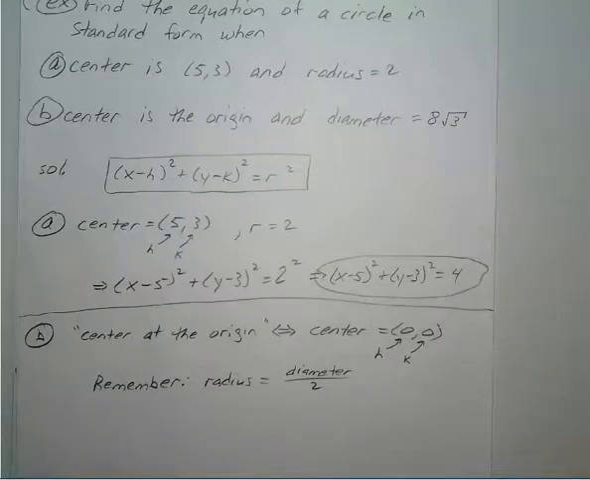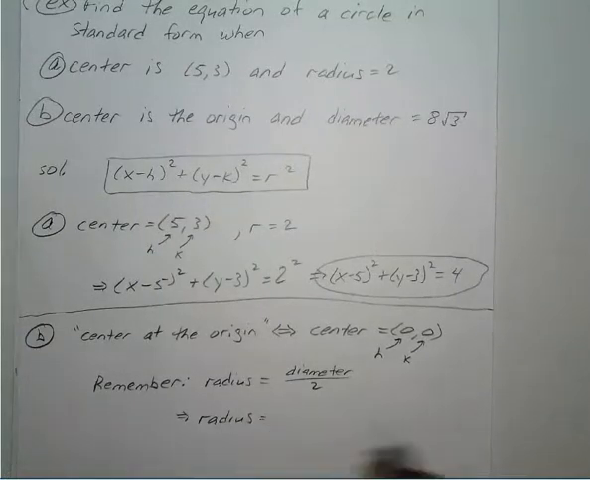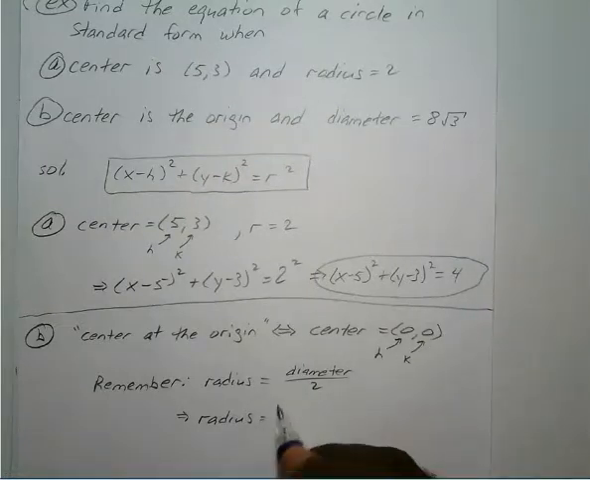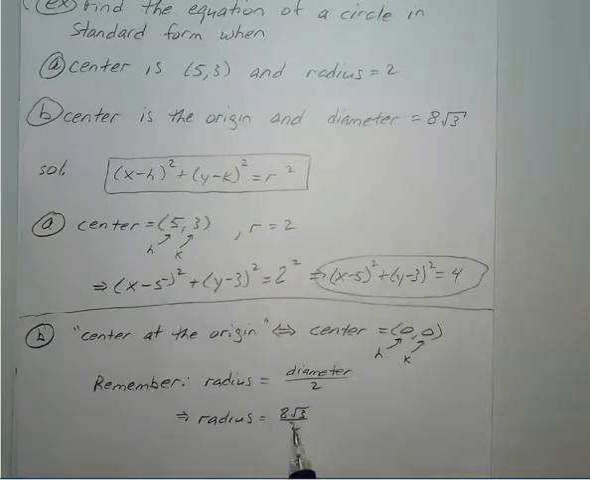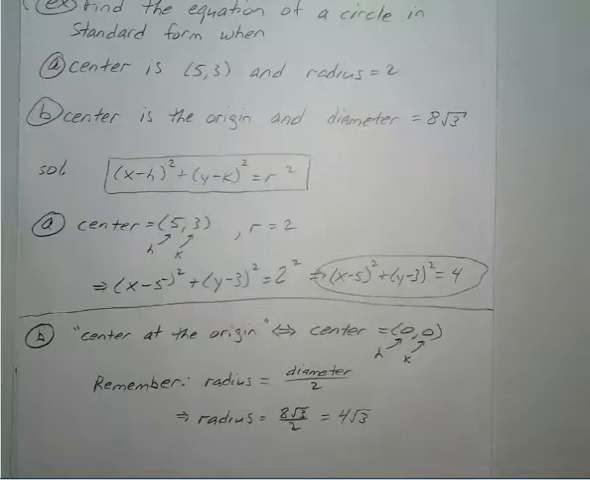Okay, so kind of going back a little bit, some older math. Your radius will equal 8 square root of 3 divided by 2. Now 8 divided by 2 is 4, so your radius will equal 4 square root of 3. Okay, so we have our center and we have our radius.